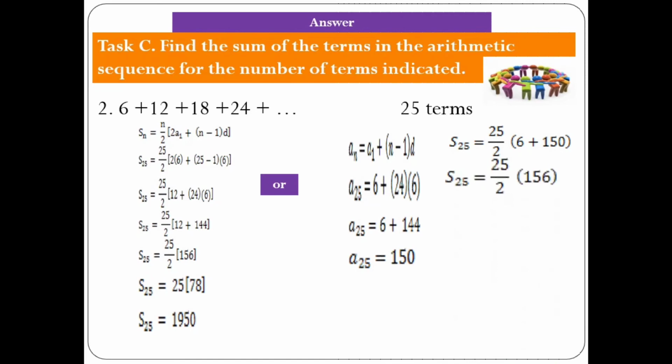By substitution, we have 25 over 2 times 6 plus 150, which is equal to 156 times 25 over 2. So 25 times 78 is still 1,950. We can use either of the formula to solve for the sum of the given sequence.